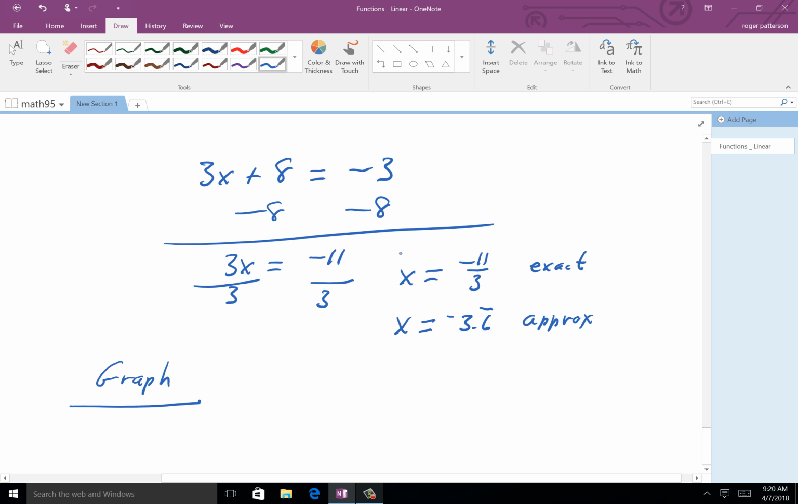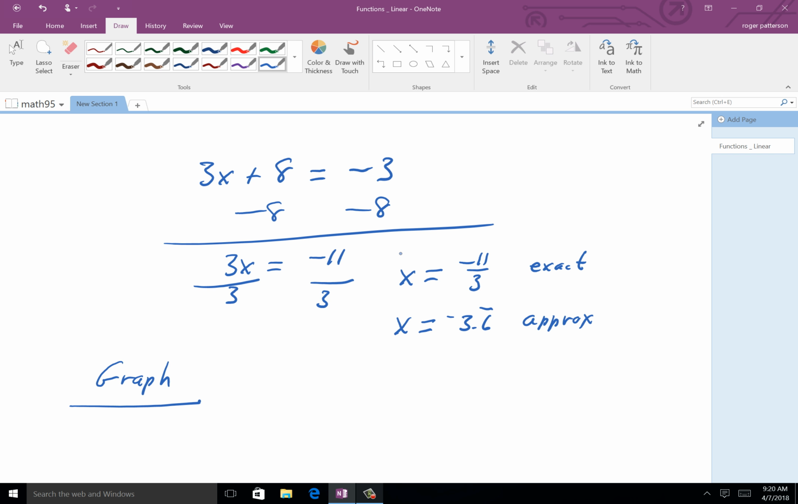Okay, so here is my answer then, where the yellow line, or orange, whatever you want to call it, and blue cross. So when I type those in, all I have to do is tap right where they cross, and there's my answer, negative 3.667.